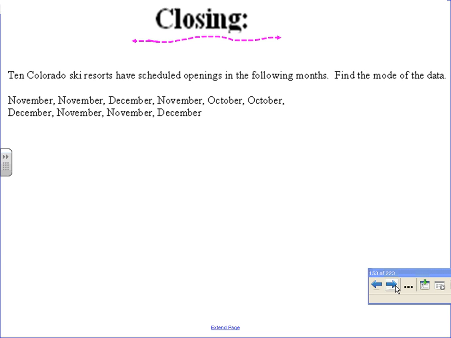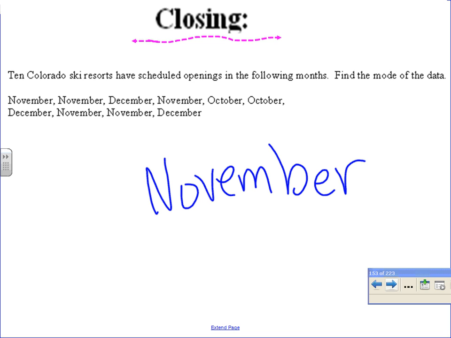So they have openings in all these months. What's the month that has the most openings? Which means, all right, well, what's the mode? What's the mode, Briar? Good, November. Why is that the mode? Good. So that's their popular month. That's the month that they have most of their openings. Well, that's the beginning of ski season, so everyone's probably excited to get ready and go skiing, right? Oh, cool. I like skiing too.